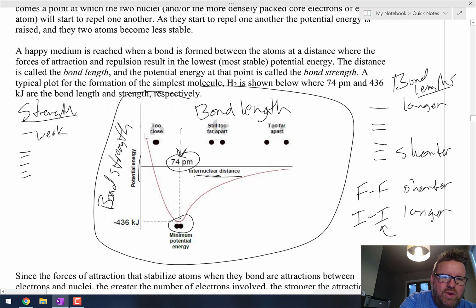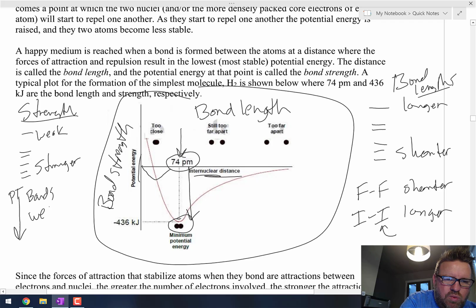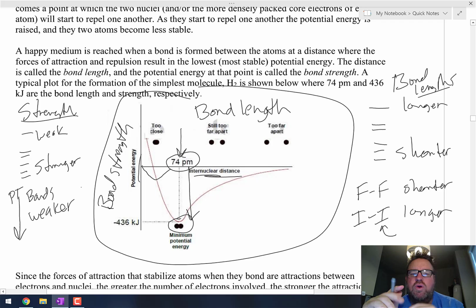Single bond, weak, okay, which means it's not going to come down as far. The farther down it goes, the stronger that bond length is. Whereas here the triple bond is going to be much, much stronger. And then also, as you go down the periodic table, the bonds get weaker. And again, that has to do with more distance between the two nuclei, etc. So, those are just some things to think about.